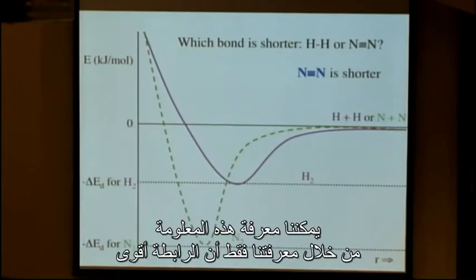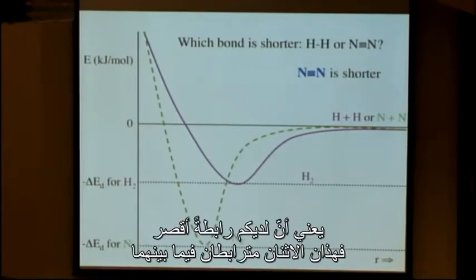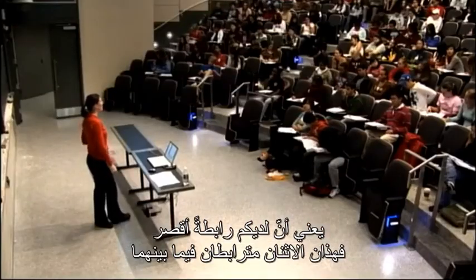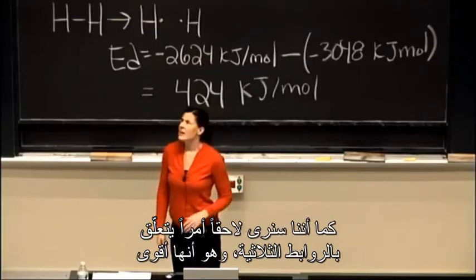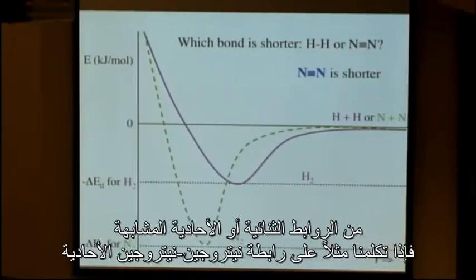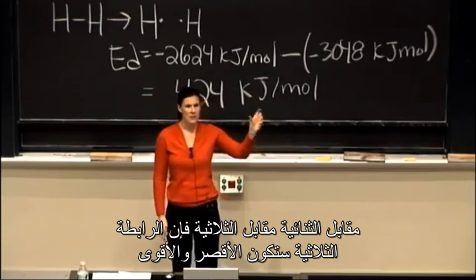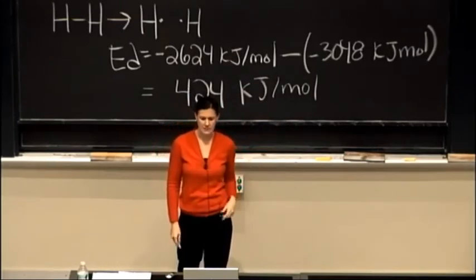We could know this information even if we just knew that the bond was stronger. We wouldn't need to look at a graph here, because it turns out that if you have a stronger bond, that also means that you have a shorter bond. Those two are correlated. And something that we'll see later on is that triple bonds, for example, are going to be stronger than a corresponding double bond or a corresponding single bond. So if we talked about a nitrogen-nitrogen single versus double versus triple bond, the triple bond will be the shortest and it will be the strongest.